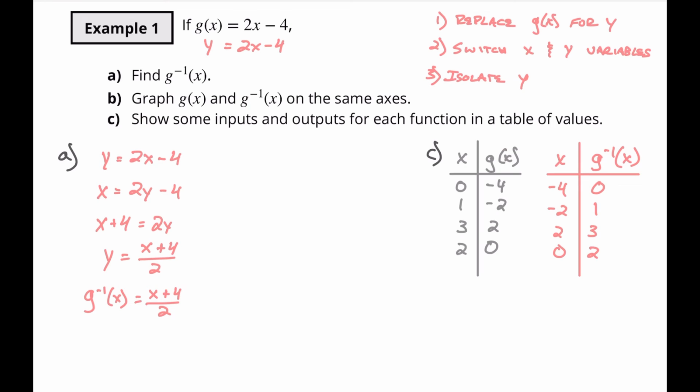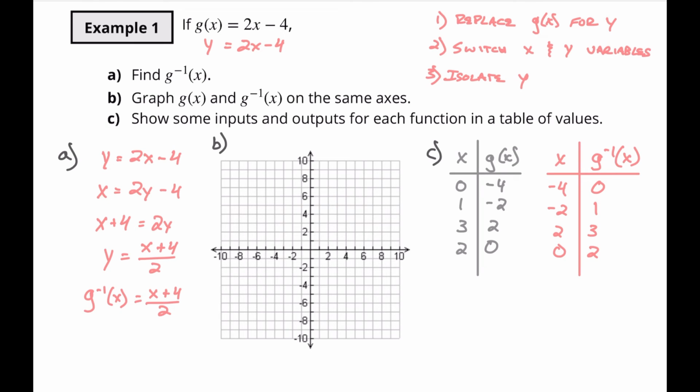Okay, so now we've got the inputs and outputs of our function in a table of values. Let's actually graph this thing. So let's start with our original function. I'm going to make this thing purple. So that means I've got to make this purple too. That way we can keep our color coding going, and it will make a little bit more sense when we look at it visually. So we're going to go for 0, -4.